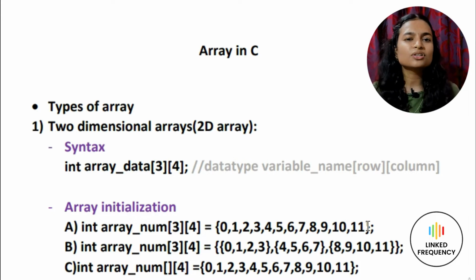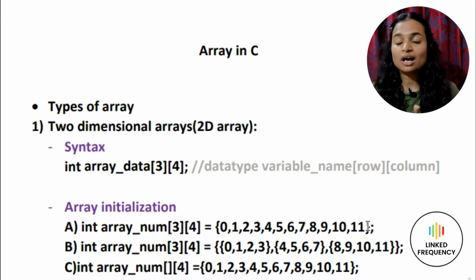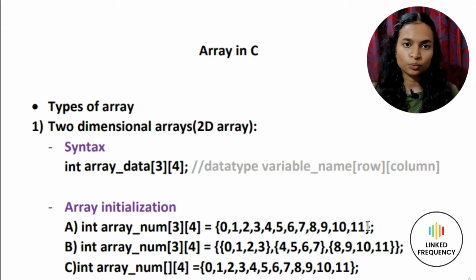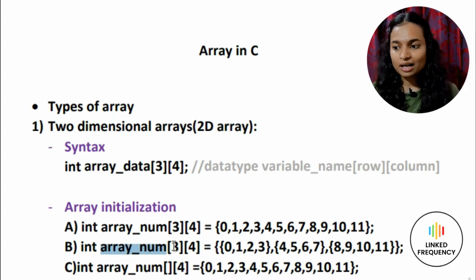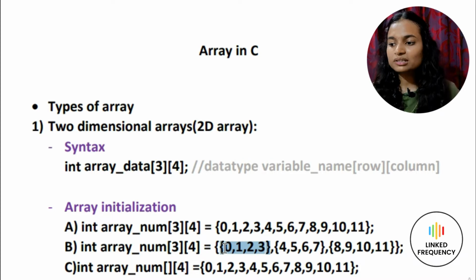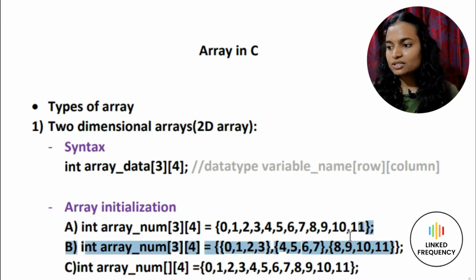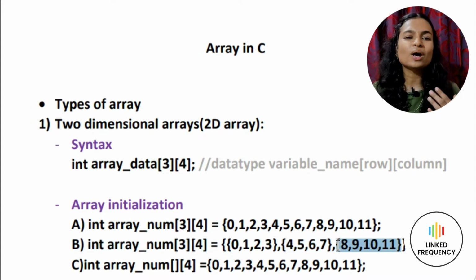This might seem a bit confusing, like from where to start and which is the column or which is the row. To make it very simple and easy to understand, let me show you a different type of initialization for the array. That is point number B, int array num[3][4], and we are grouping it inside smaller curly brackets. The first smaller curly bracket represents row 0, the second represents row 1 and the third represents row 2. This is quite simple and very easy to understand when you look at it.